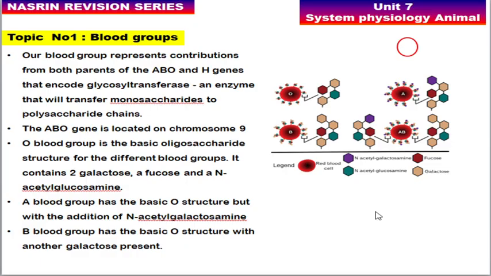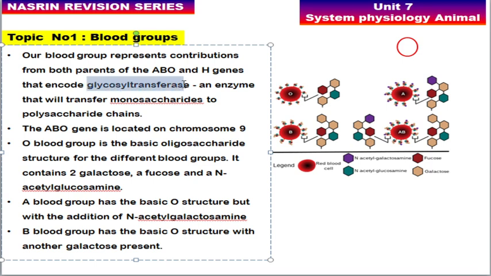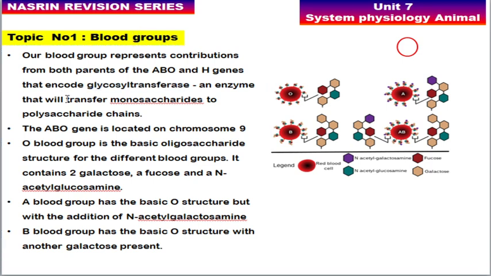So the first important topic is with regard to blood group. Blood group generally represents a contribution of two important genes. One is the ABO gene and another one is the H gene. The H gene encodes an enzyme called glycosyl transferase, and this enzyme is responsible for transferring the monosaccharide to polysaccharide. Next is the ABO gene, which is located in chromosome number 9.